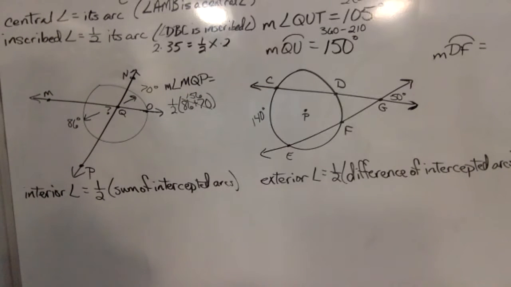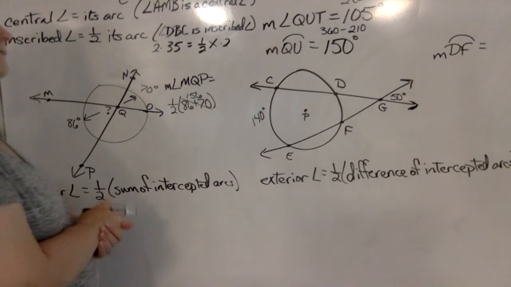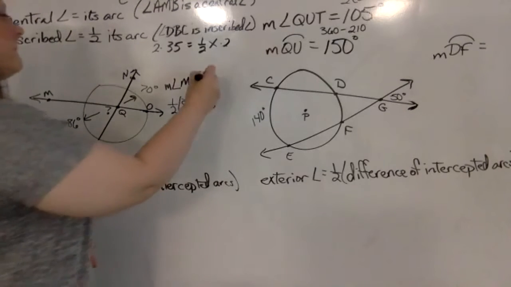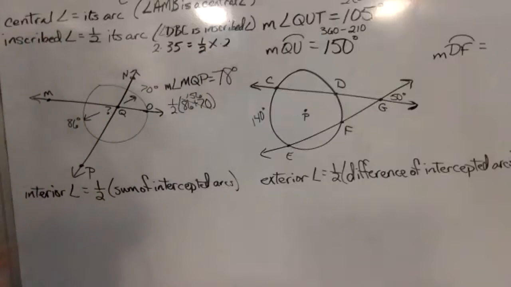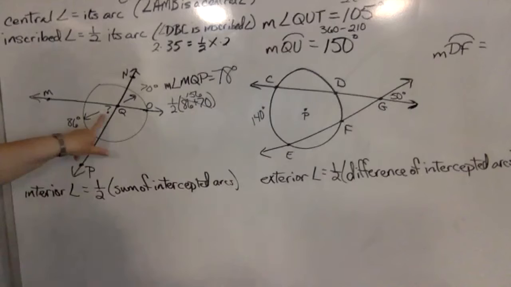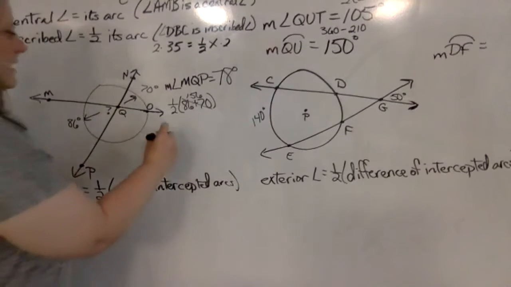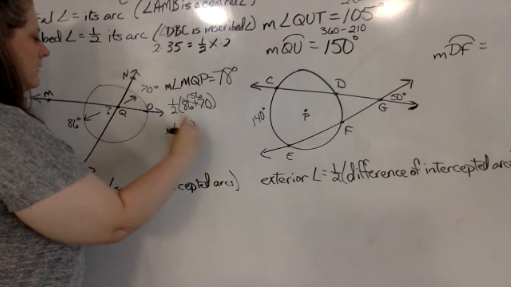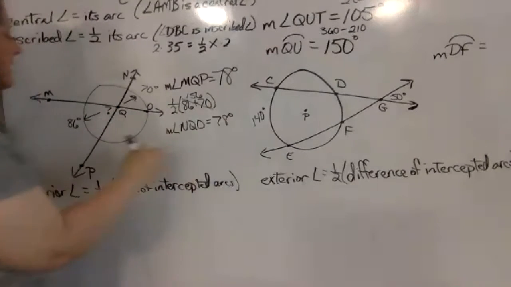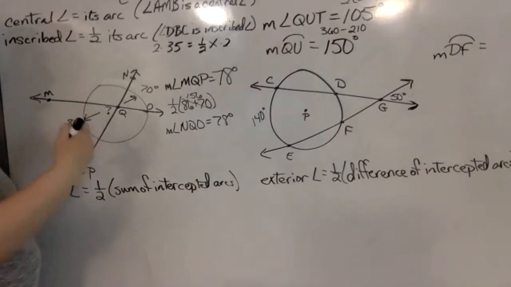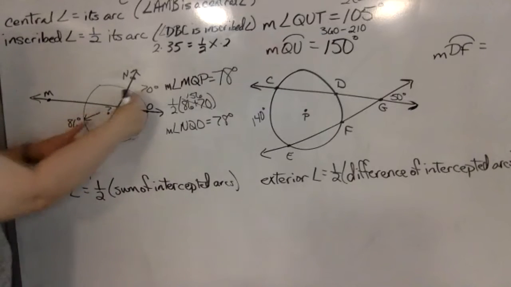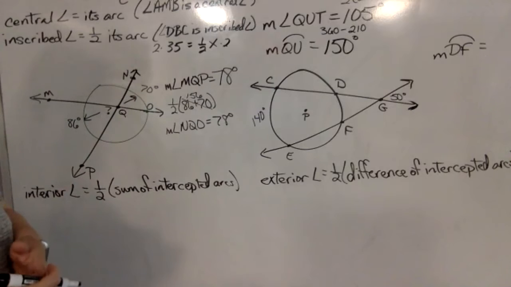156. Yep. And then half of 156 is 78 degrees. So the angle inside is equal to 78 degrees. Now remember, if this angle is 78 degrees, angle NQO will also be 78 degrees, because they're vertical angles, they're opposite of each other, they're going to be congruent. They intercept the same pair of arcs, so their measure is going to be the same.